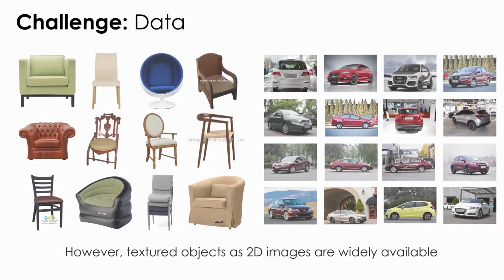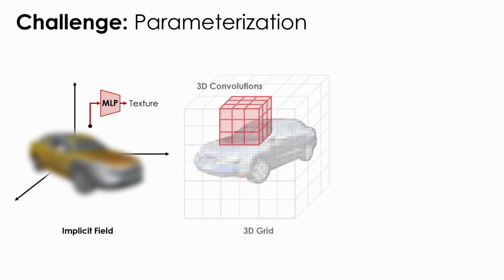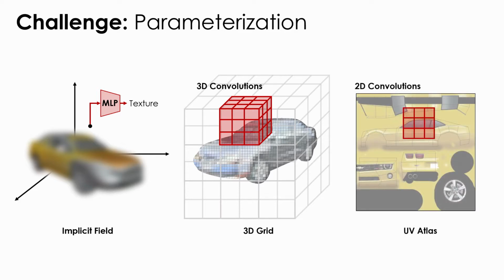However, we observe that texture information is widely available in 2D images, though these 2D images have no direct 3D shape correspondence. Another challenge in learning generative texturing models is the choice of parameterization. Although textures are naturally a surface attribute, existing approaches tend to associate textures with points in 3D space, resulting in inefficient learning. On the other hand, surface parameterization approaches through UV maps can introduce distortions and seams. We tackle both these challenges in this work.